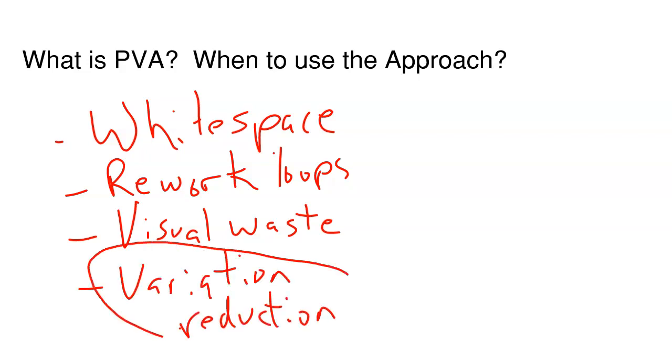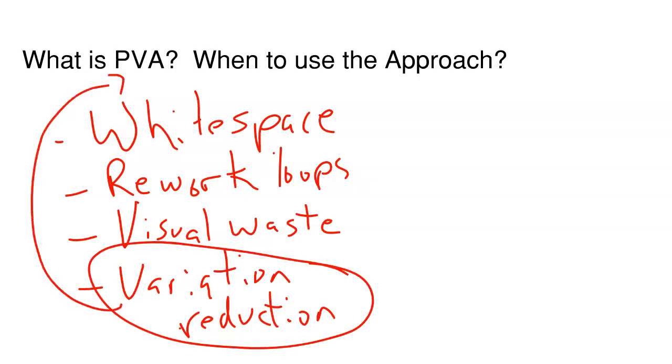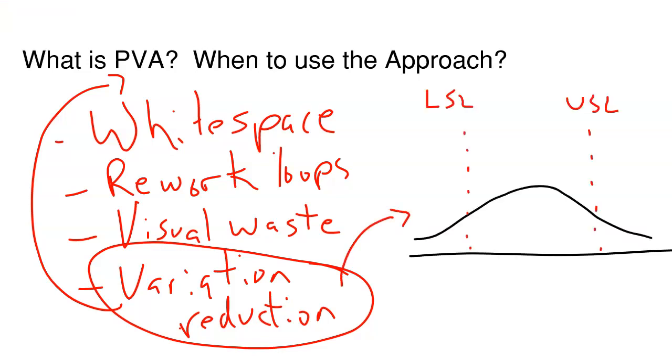If I have processes with lots of variation, I'm more times than not going to be using the PVA approach. And so to, again, help better understand how it's used, I'm going to draw a picture of a process that has large amounts of variation. All right, in this example, I've got process performance, and I've also identified the upper and lower specification limits, the needs that our customers have.